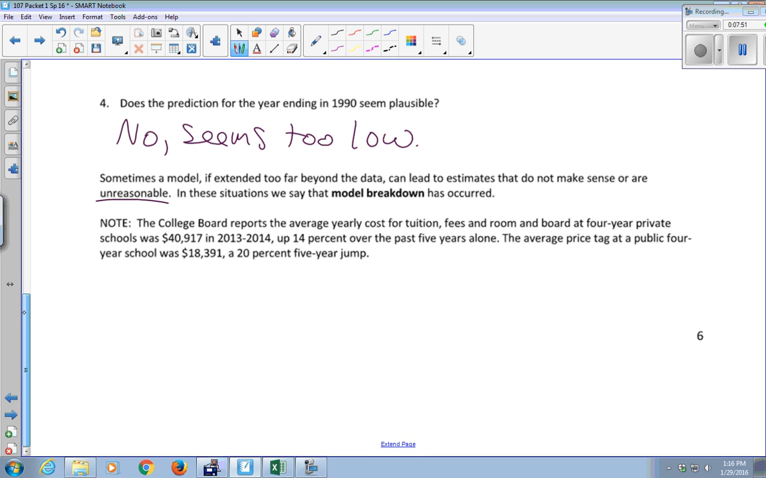So just as an aside, the College Board reports that the average yearly cost for tuition and fees and room and board at a 4-year private school was about $40,000, up 14% over the past 5 years. For public, it's $18,000. Yeah. What? Yeah, there are certainly more expensive ones. And this was 2013-14. The percent increase is really fast. 14% over 5 years, 20% over 5 years. It's going up fast.